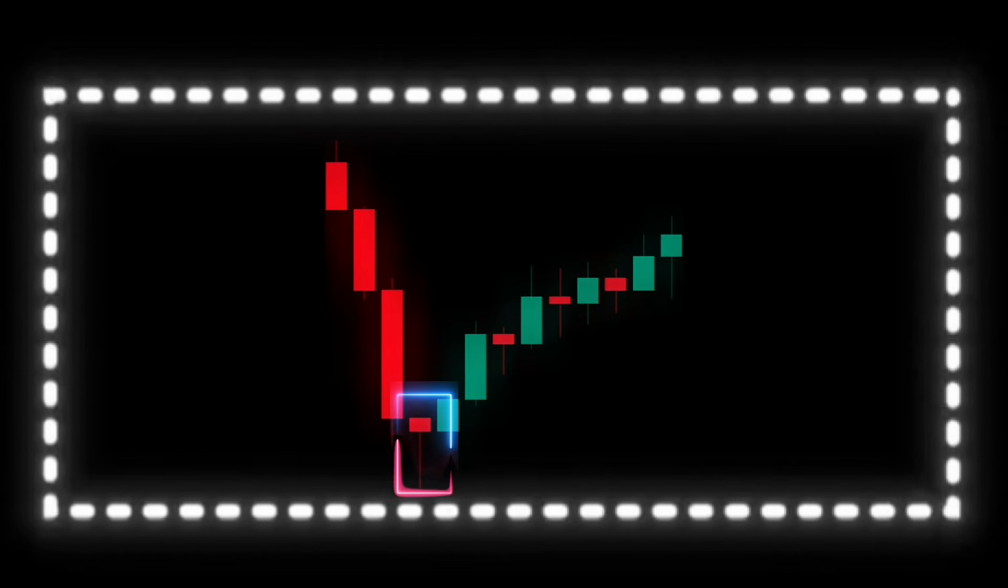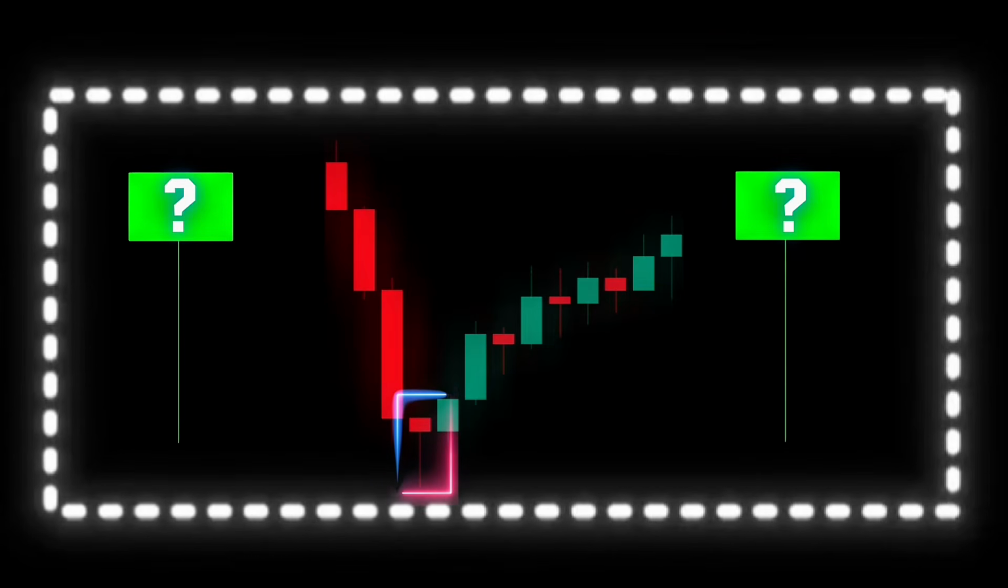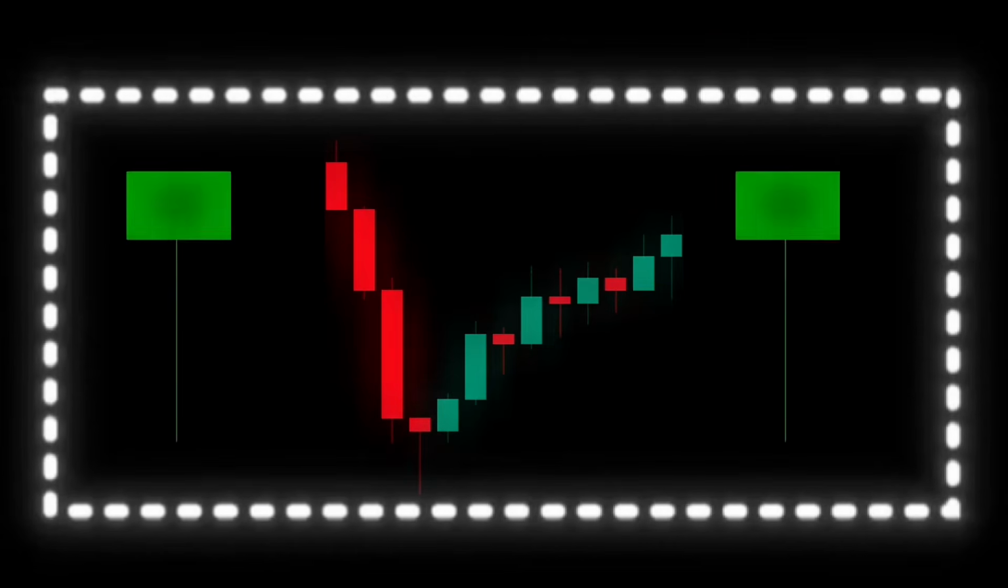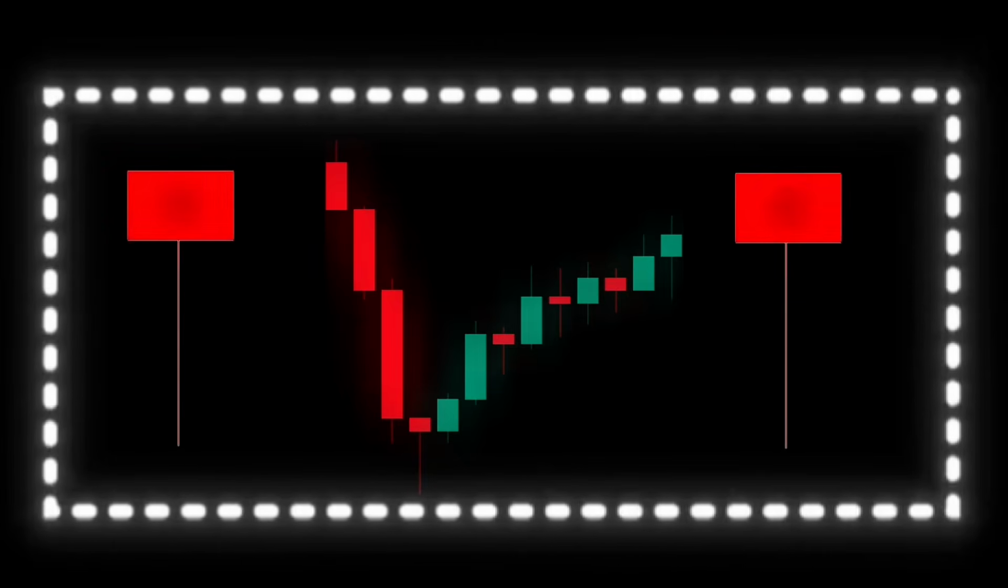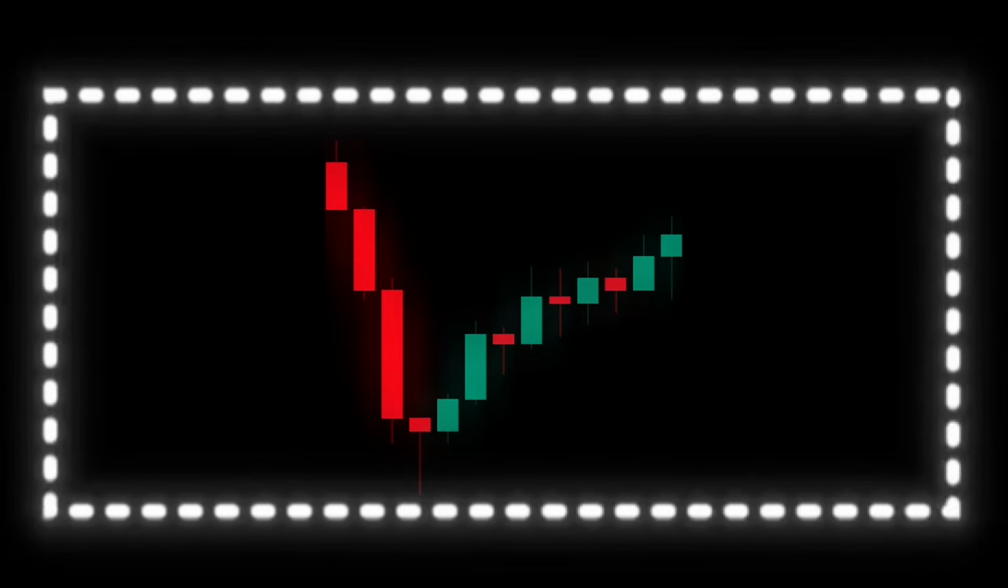Would you still consider it a hammer? Most traders hesitate at this point. So let me clear the confusion. The color of the candle does not matter. What matters is where it appears and how it's formed.